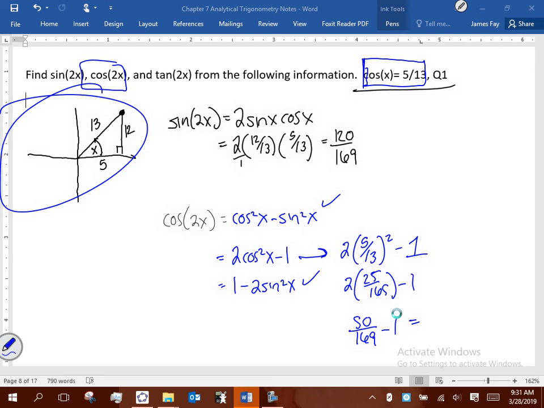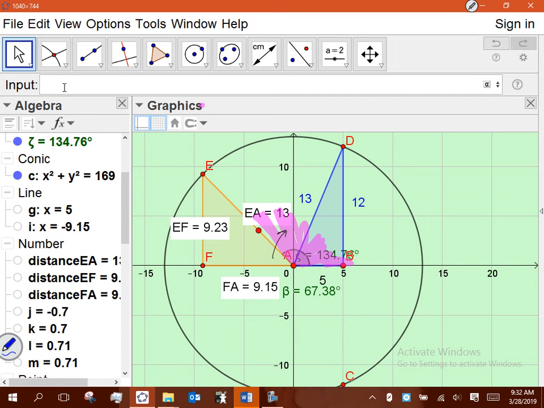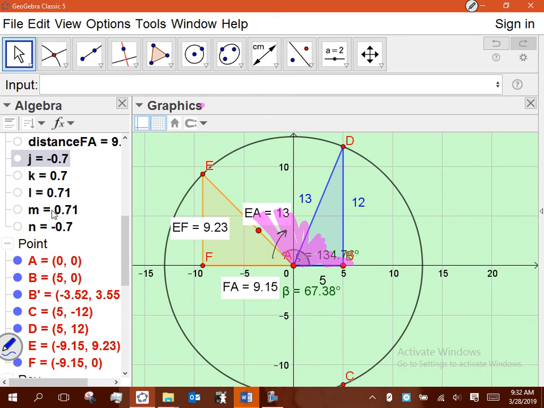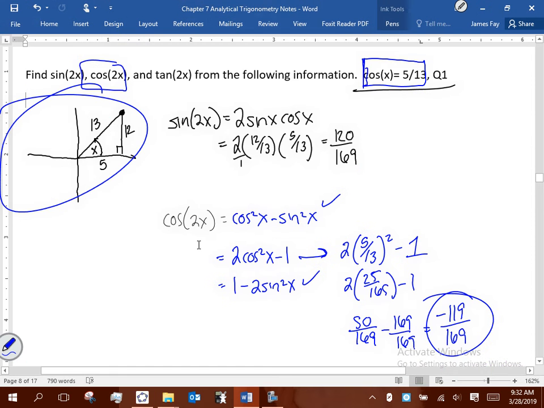Okay, so that 1 is what? 169 over 169. So now we get 50 minus 169 is negative 119 over 169, right? If I take negative 119 divided by 169, it gives me that negative 0.7 number that the cosine of 134.76 was generating. Is that all right with everyone? Okay. So stop me if you're confused. Stop me if something doesn't make sense.